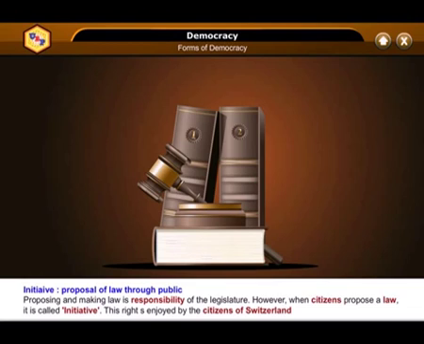Initiative. Proposal of law through public. Proposing and making law is the responsibility of the legislature. However, when citizens propose a law, it is called initiative. This right is enjoyed by the citizens of Switzerland.